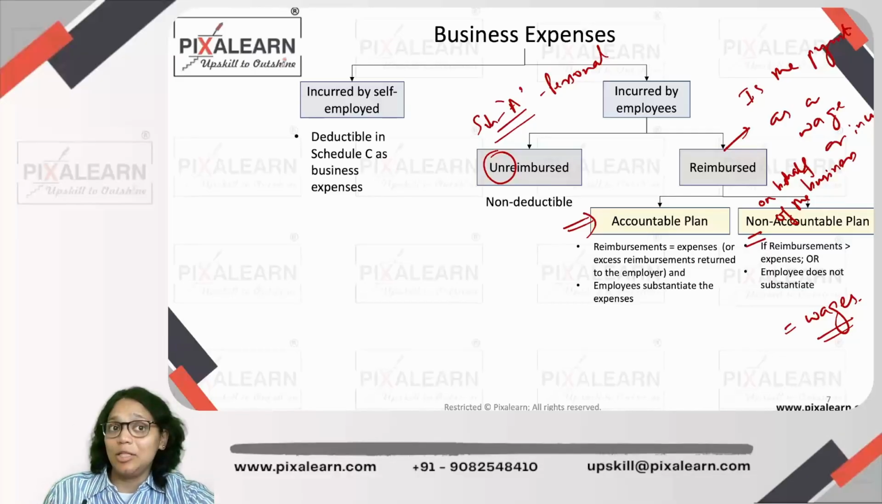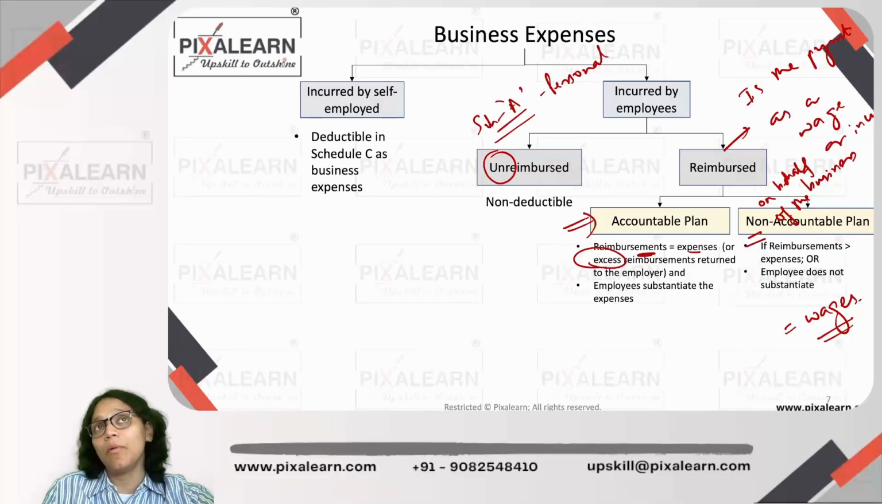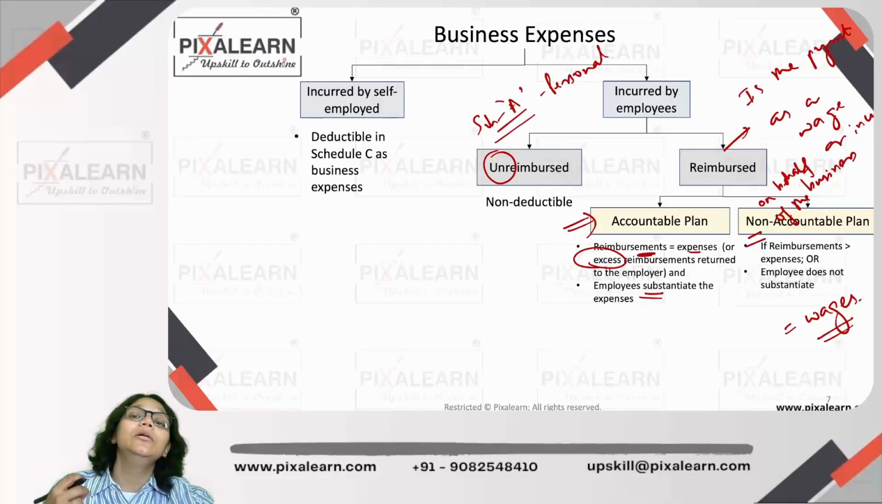Now, in this case, we call this an accountable plan. Why? Because whatever I'm being reimbursed is actually the expenses that I have incurred. And if there is any excess, I'm paying it back to my employer. Also, I have to substantiate all my expenses. There has to be a receipt. There has to be proof that the money has been paid.